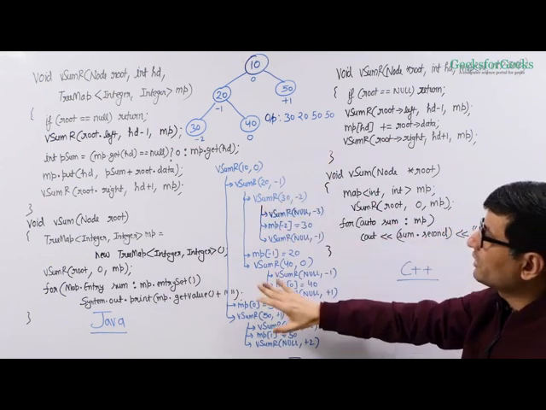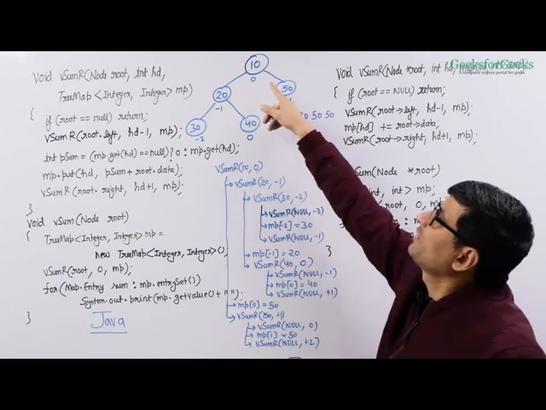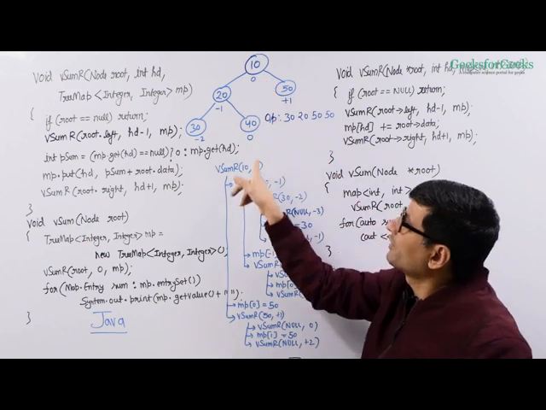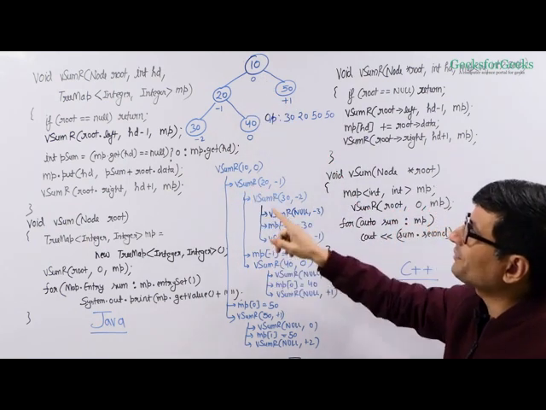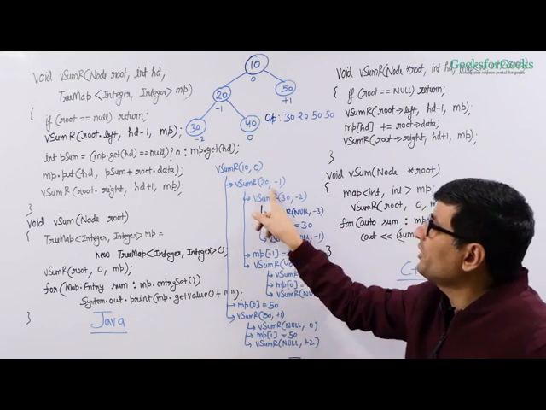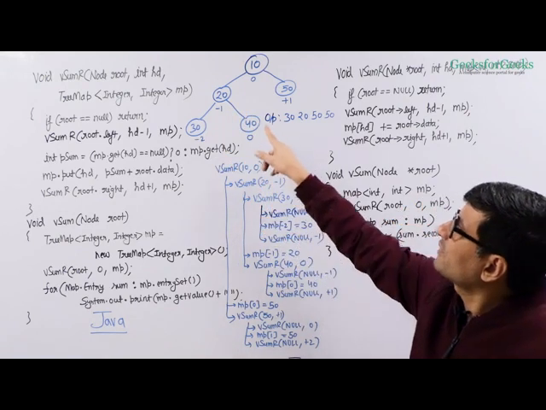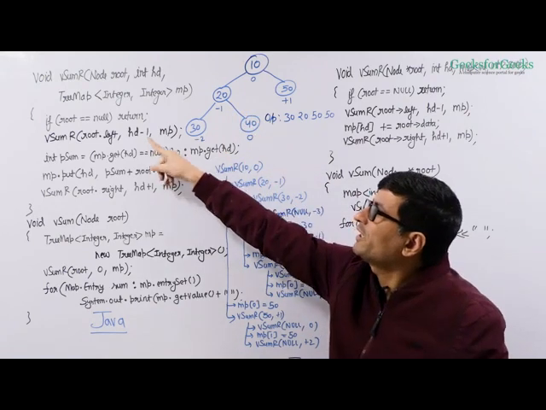Let's see the working of this recursive in-order traversal. We called for the root with horizontal distance 0. We called for 20, the left child, with horizontal distance minus 1. We call for the left child with hd minus 1.